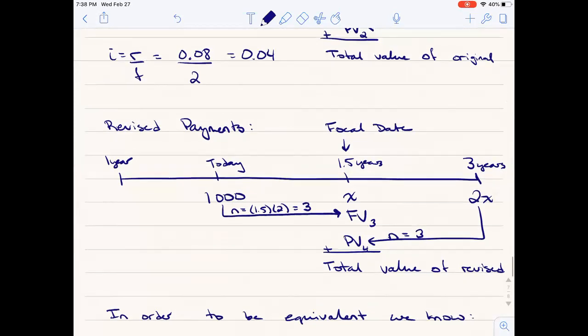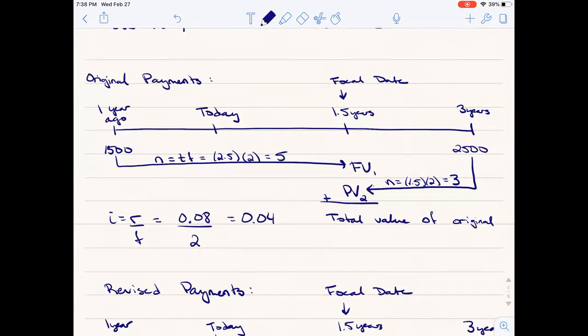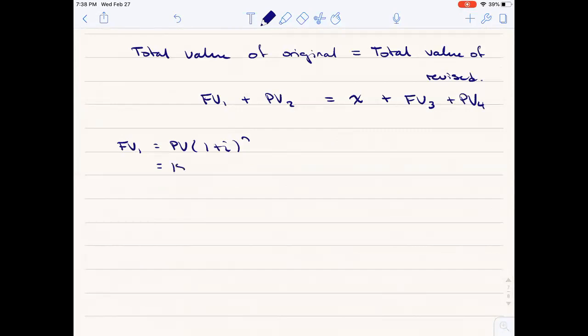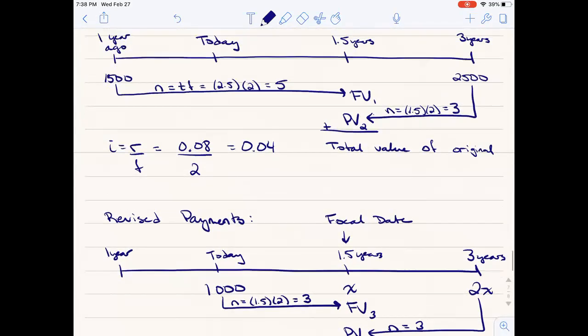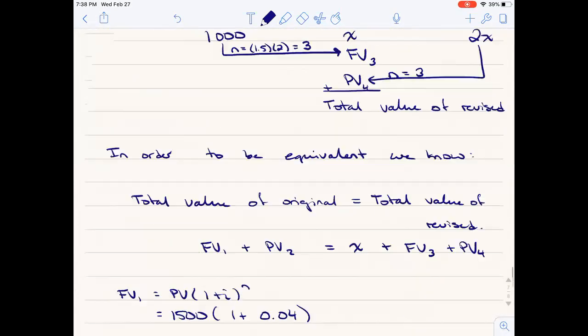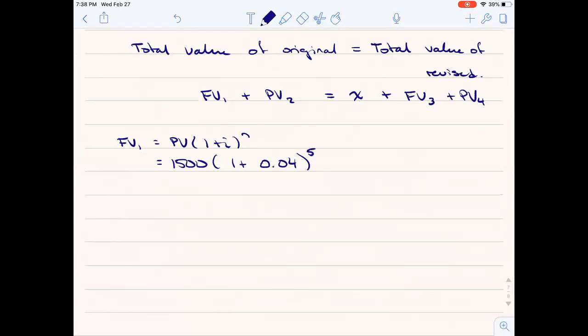All right, now we can keep going. For future value 1, the present value is 1,500, sorry. So we've got 1,500 times 1 plus i, which we calculated to be 0.04, to the power of n, which for this arrow in particular was 5. For all the rest of them, it's 3, right? But you have to keep track of what your n is for each problem that you're doing. So to the power of 5.